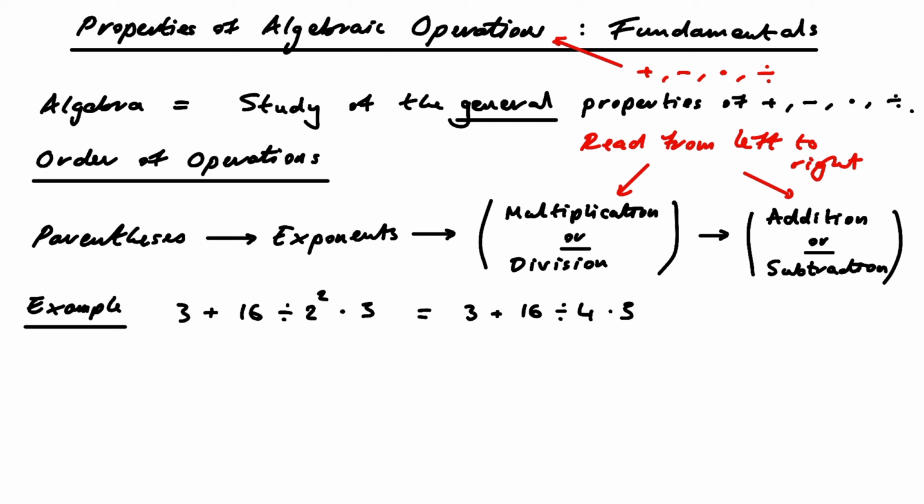Okay, then what? Well, next it's multiplication or division. And I can see both happening. There's a division and there's a multiplication. But remember what the rule is. You read it from left to right and you do whichever one comes first.